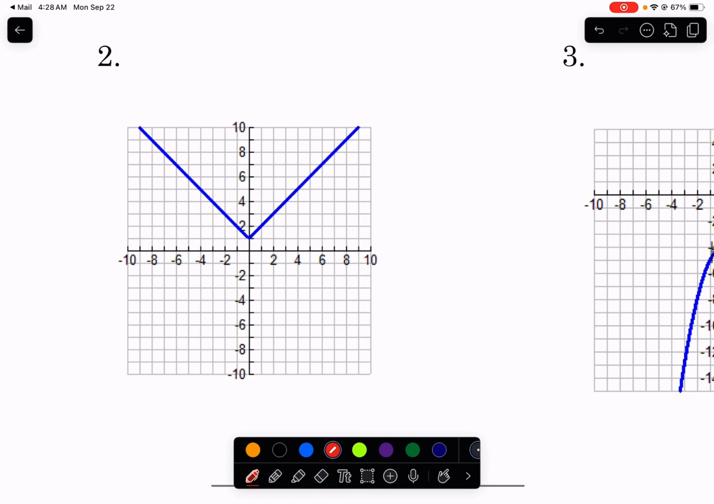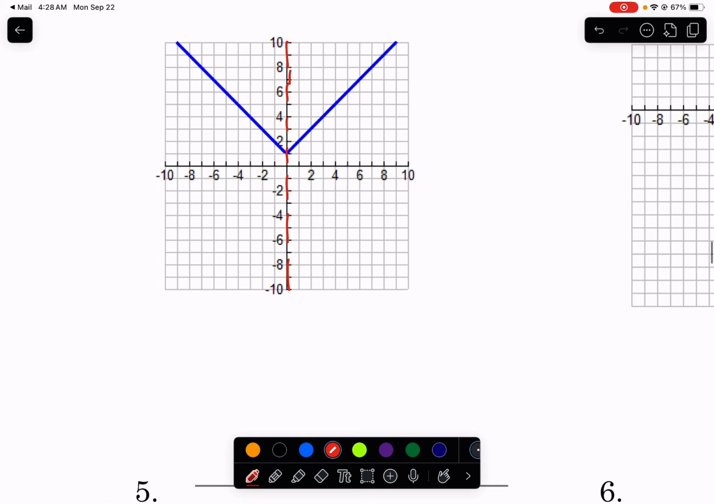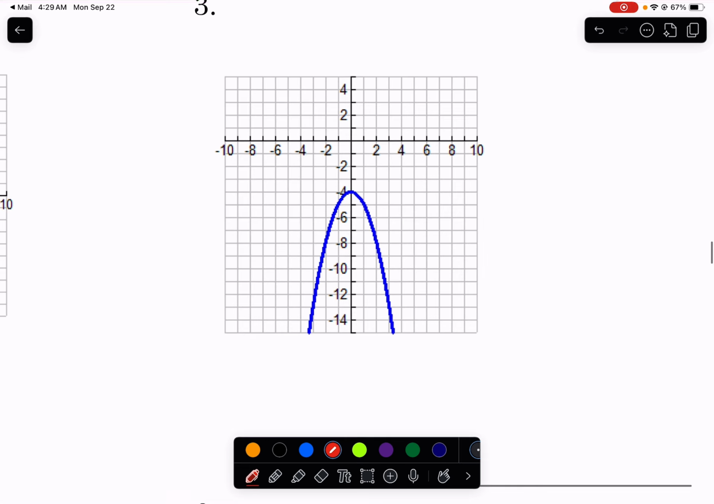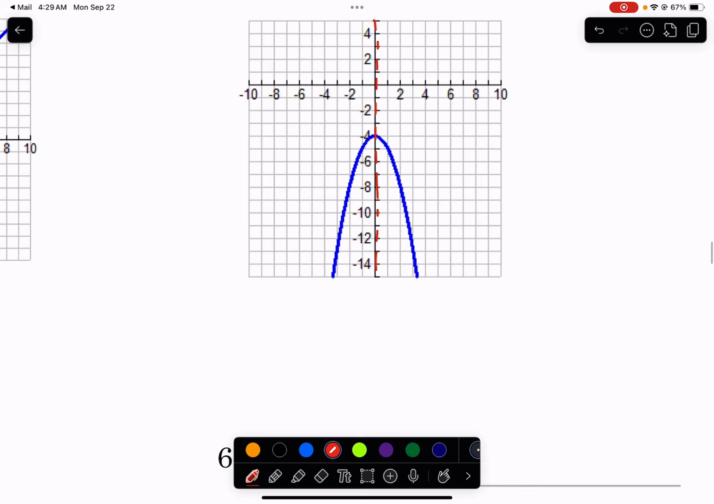All right, here for number 2. This one is an even function. We can see that if we were to fold the coordinate plane on the y-axis, the graph would overlap, right? It's like a mirror. This is an even function. Here for number 3, again, we can see that this goes straight through the y-axis here. If we were to fold it, we could see that it's definitely a mirror of itself. This is an even function as well.